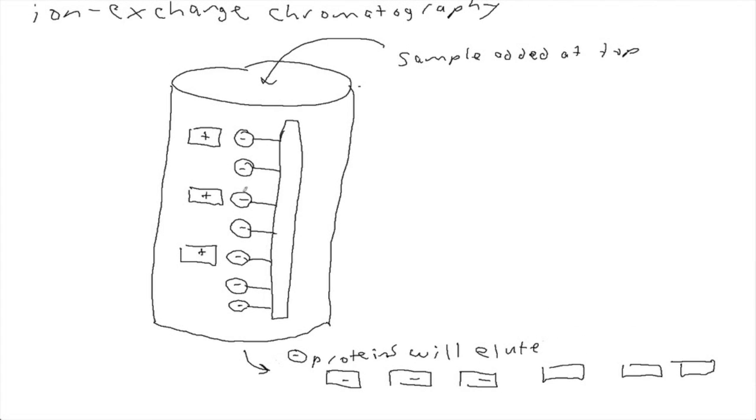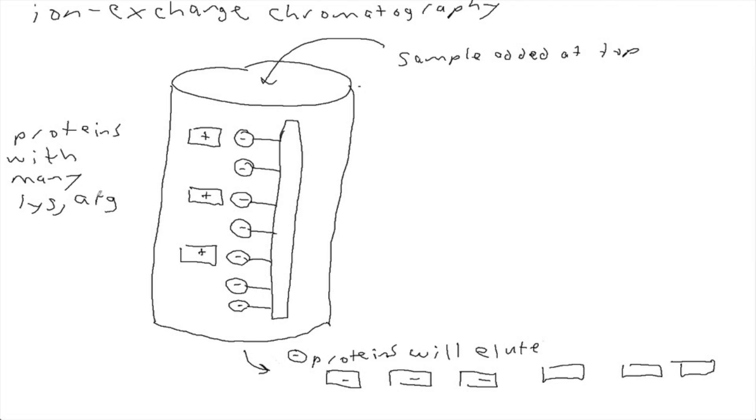So what type of residues would make you get stuck to this column? Positive charge residues. Like what? Lysine and arginine. Yes. Asparagine is a different amino acid. It's actually neutral. So proteins with many lysines and arginines.